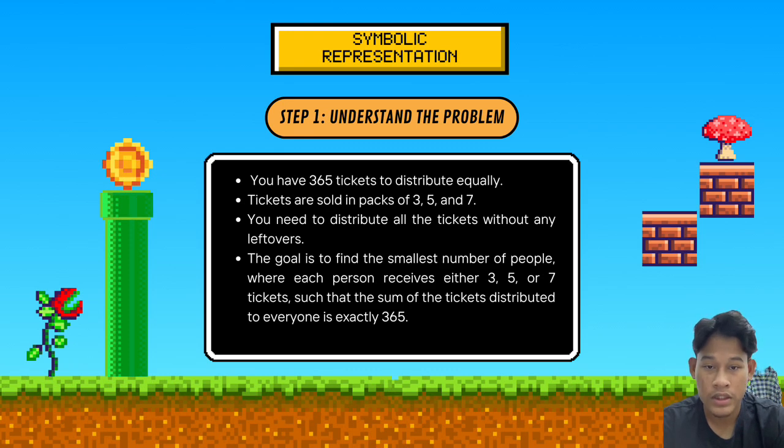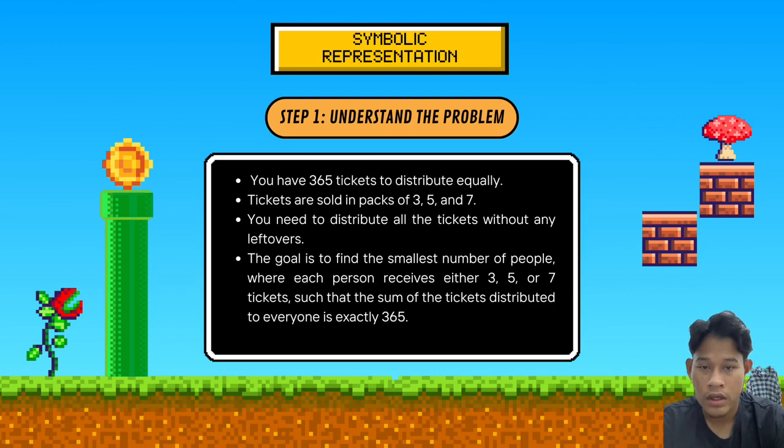Symbolic representation is the use of symbols, equations, and formulae to express intricate concepts, connections, or actions, known as the symbolic method in mathematics and problem solving. So we move to Polya's method, which is step 1, understand the problem.